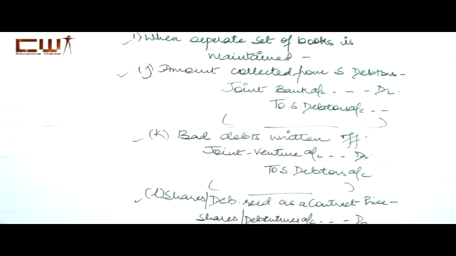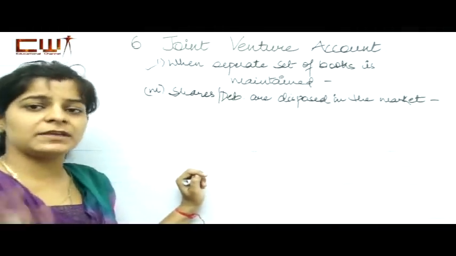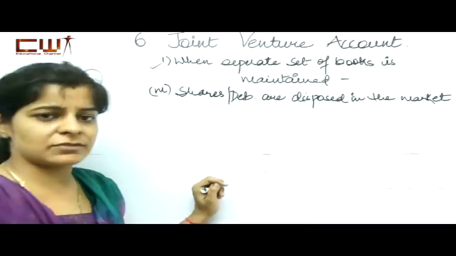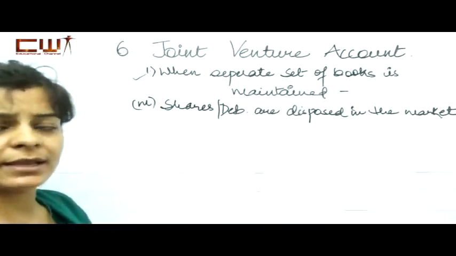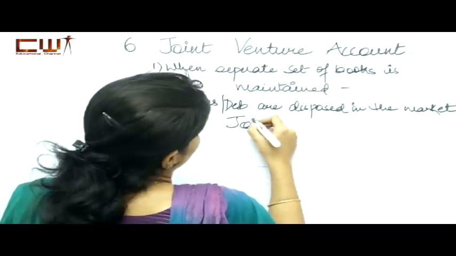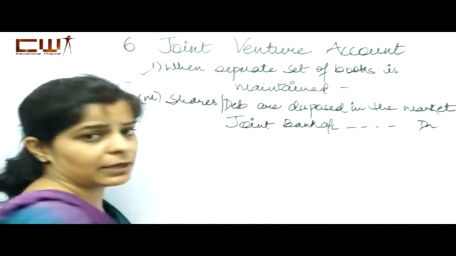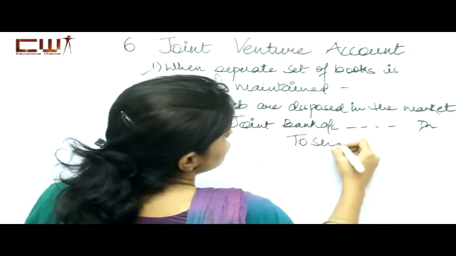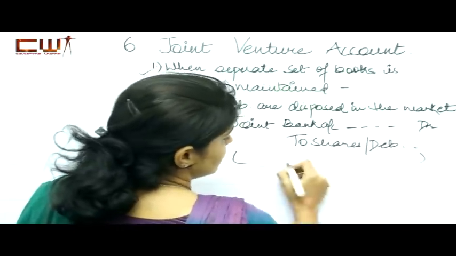There are a few more entries to be discussed. Next is shares and debentures are disposed in the market. See, why we receive shares and debentures? We receive shares and debentures because we were not paid the money by the debtors. They gave us shares and debentures. So now whatever shares and debentures we have, we sell them in the market. So what we are getting? We are getting cash. So we will write cash? No. What we write instead? We write joint bank account debit. Right? What is credited? Shares and debentures. Shares and debentures are going out or finishing off. So shares or debentures account credited. Write the narration, close the accounts.